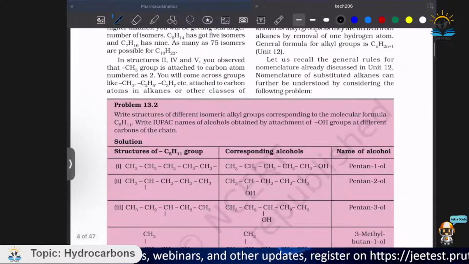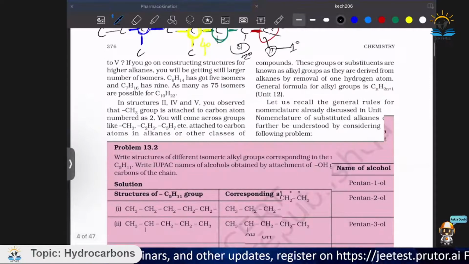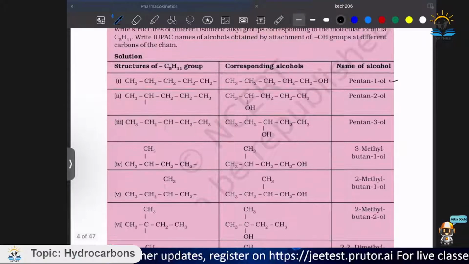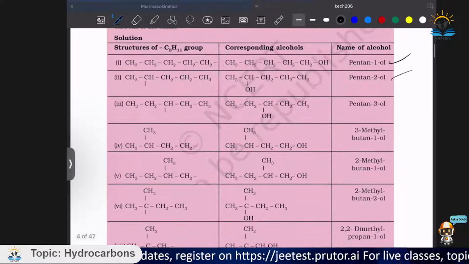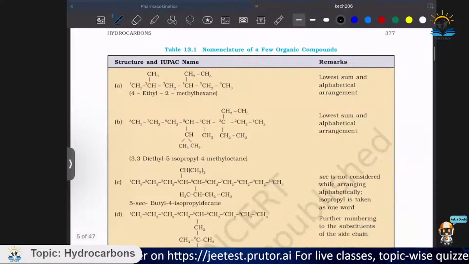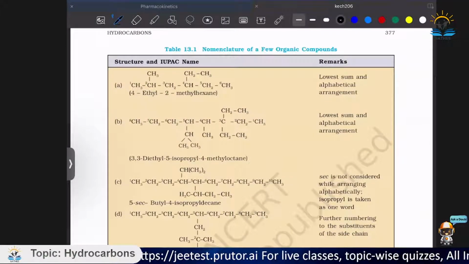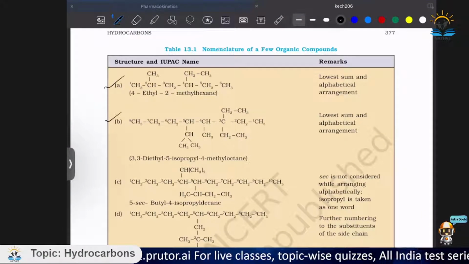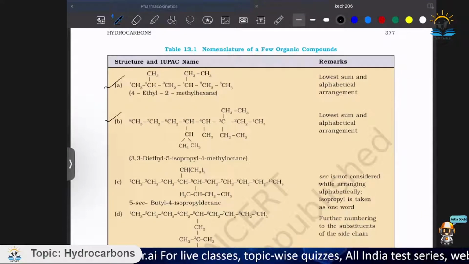Moving on, let us recall the general rules of nomenclature. See, these are some examples of how you name compounds. You have to cover this on your own. They have given some remarks, some points which define how and why these compounds are named as such. Go through these. I will suggest you do not skip anything in NCERT for JEE-Main.